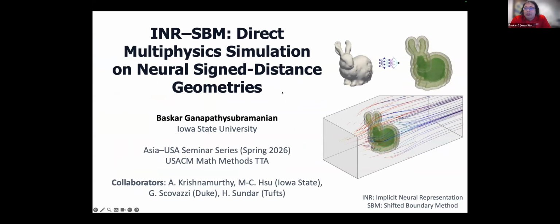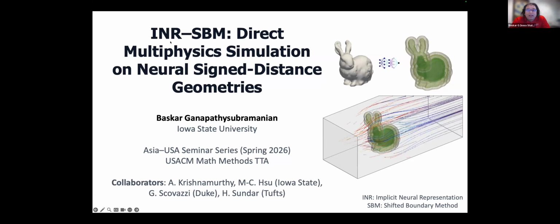So today I'll be talking about how you perform direct multiphysics simulations if you're given a geometry, and the geometry is given by a signed distance field, and the signed distance field is memorized by a neural network. That's what we call neural signed distance geometries, right? An example here is a Stanford bunny, and on the right is essentially a neural signed distance field, or a neural level set, of this bunny. And if you're just given this neural level set, how do you actually perform simulations over this geometry, or over a geometry defined by this surface?